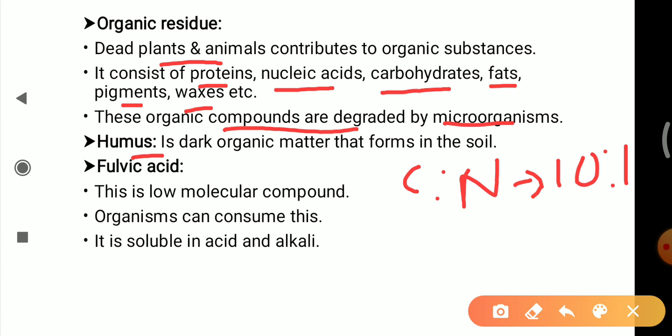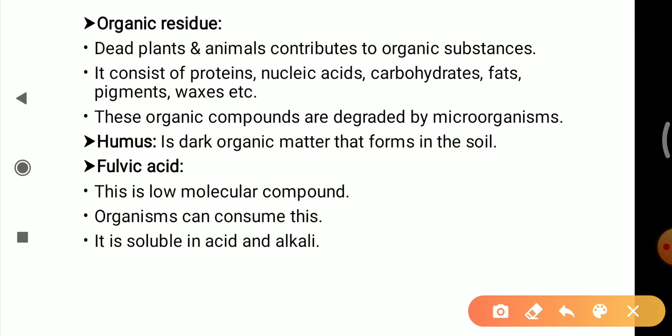Fulvic acid. Fulvic acid is a low molecular weight compound. Organisms can consume this fulvic acid. It is soluble in acid and alkali. Fulvic acid breaks up compacted soil, which allows for greater water penetration and root growth. Fulvic acid enhances the organic matter, which increases the water retention capacity.